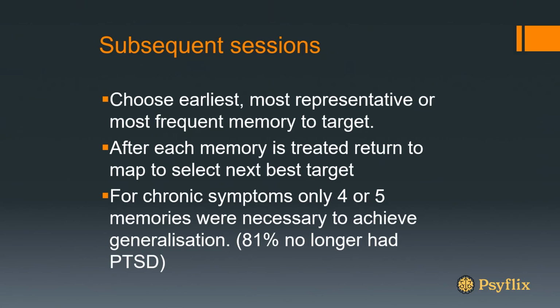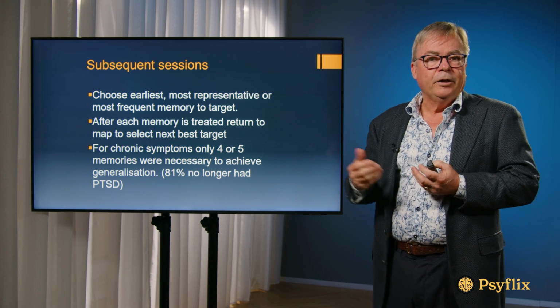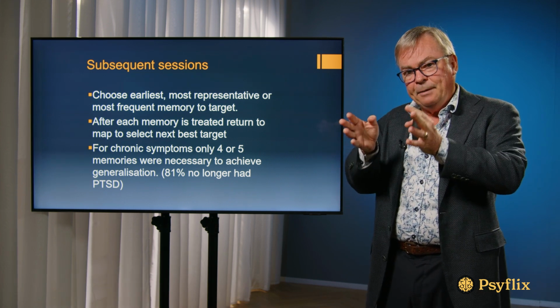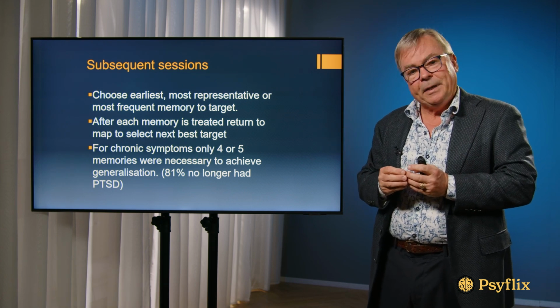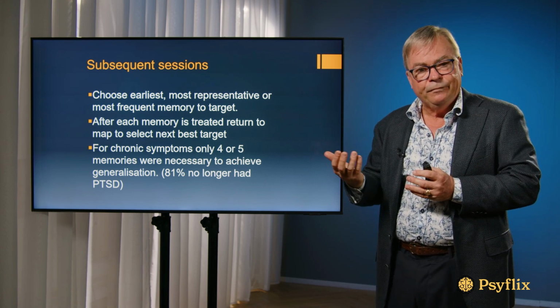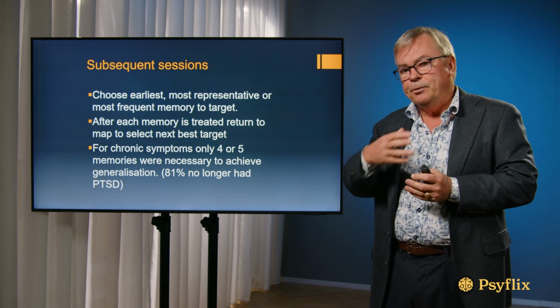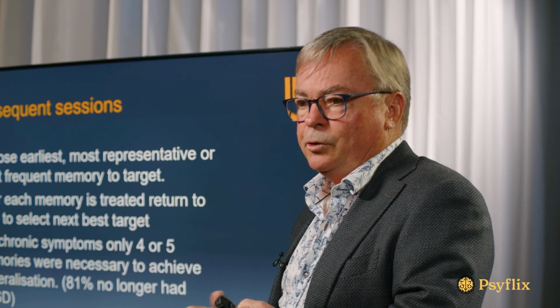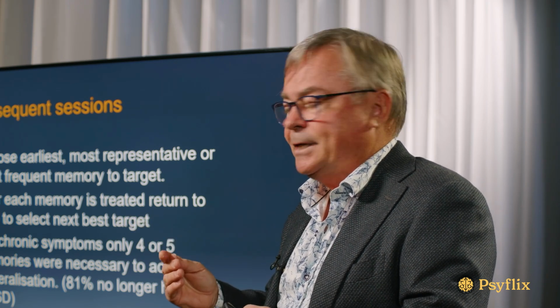Once you have started to do reprocessing, the memory map can be really useful for determining subsequent treatment targets. So often you've begun in imagery scripting or in EMDR on that first memory that was identified, or typically in everyday practice on someone's first memory or their worst memory or something that best represents the schema. You can then, after treating that, get the person to look at the memory map and choose which other experience they feel still carries the most emotional bite and work with them to process that experience.